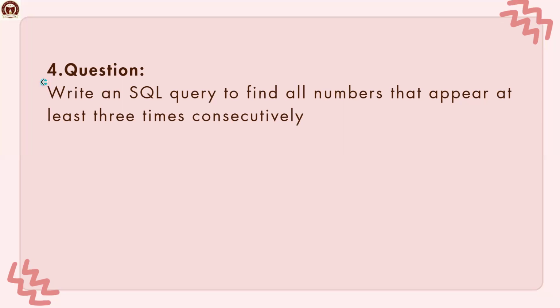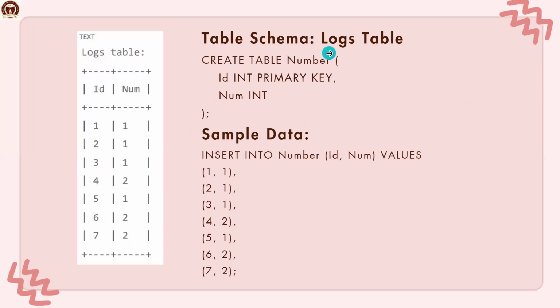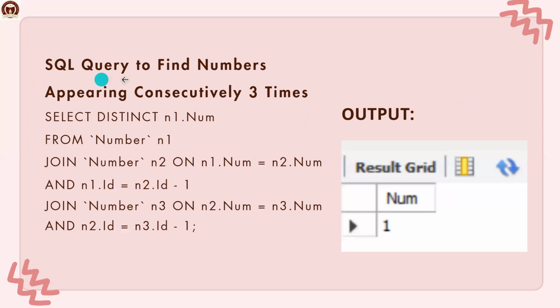And coming to the fourth one: write an SQL query to find all numbers that appear at least 3 times consecutively. And this is the logs table I created, and I inserted some values into the logs table. Here is the SQL query to find numbers appearing consecutively 3 times. Here ID is the primary key, a unique identifier for each row, and number is what we will analyze for consecutive occurrences.